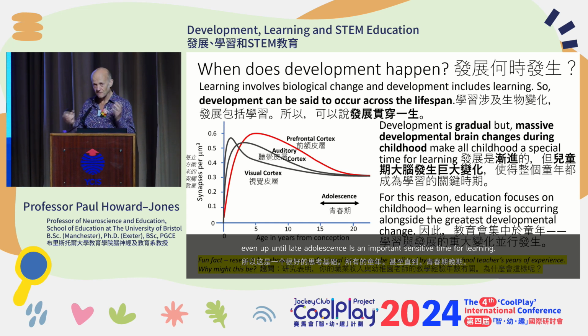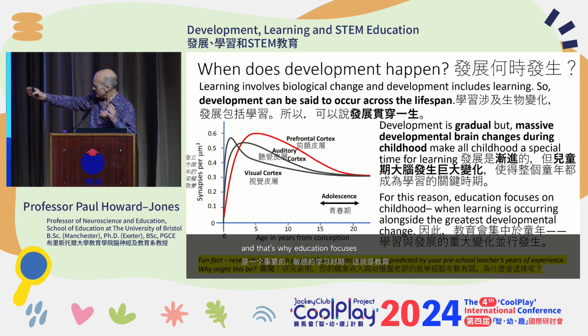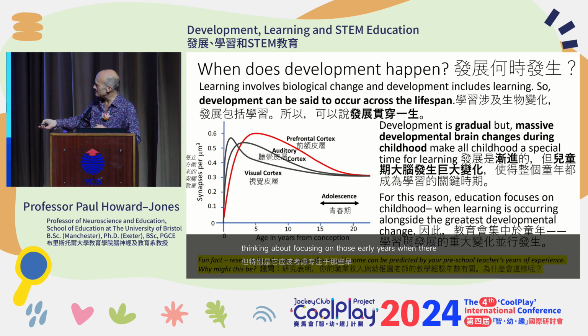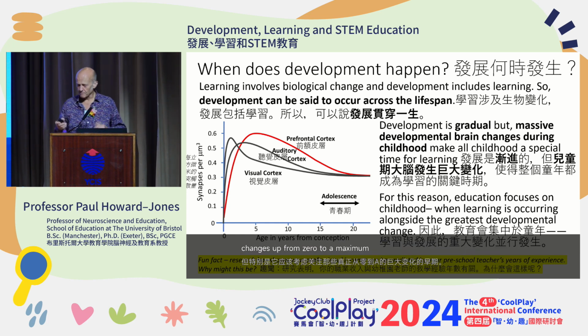And that's why education focuses on these years, but particularly it should be thinking about focusing on those early years when there are really massive changes, up from 0 to a maximum, in terms of the number of connections that are growing in the brain.